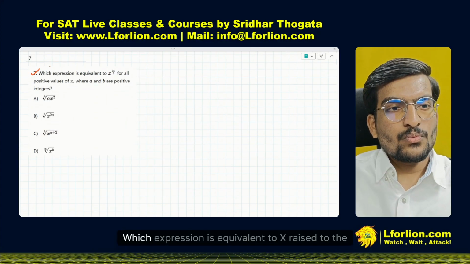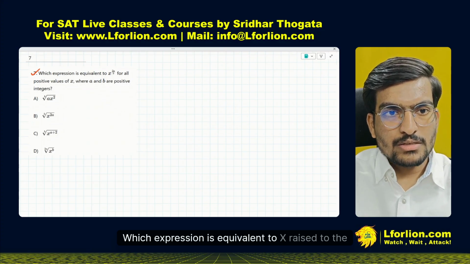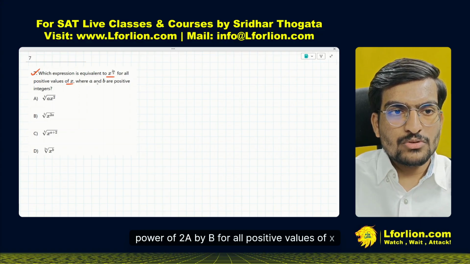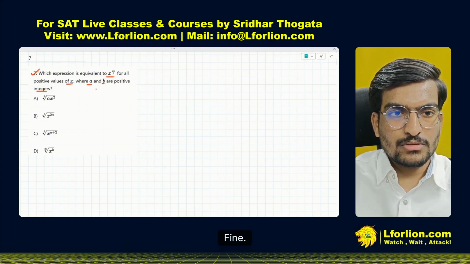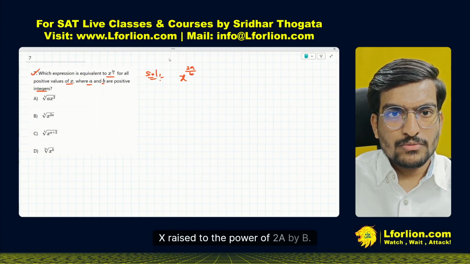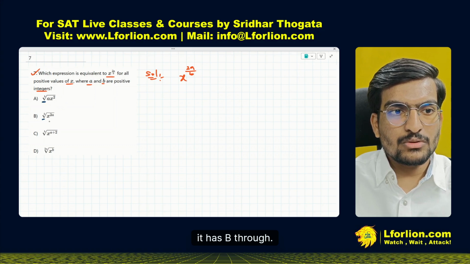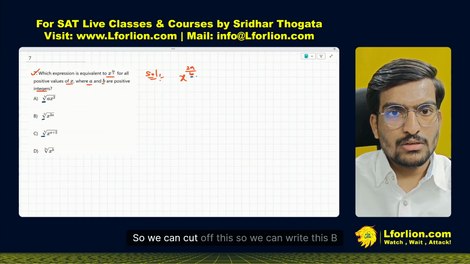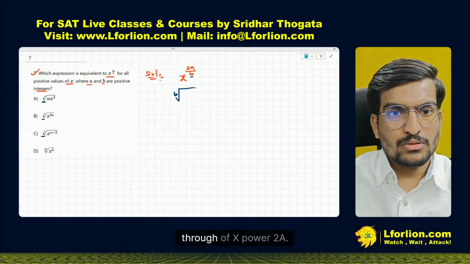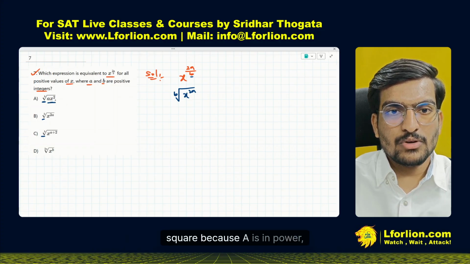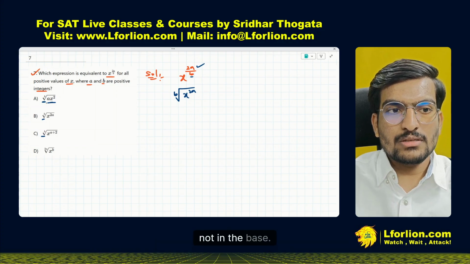Question 7. Which expression is equivalent to x raised to the power of 2a by b for all positive values of x, where a, b are positive integers? Fine. X raised to the power of 2a by b. So if you see options, it has bth root. So mostly yes. So we can write this as the bth root of x power 2a. So I just did that, and it's not definitely going to be a times x square, because a is in the power, not in the base. So it's not going to be true.